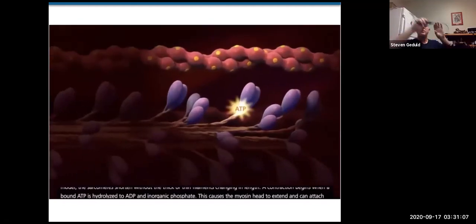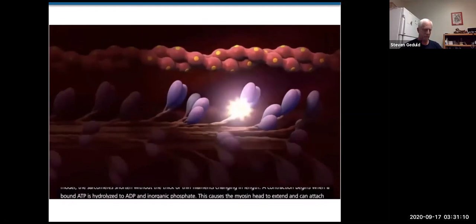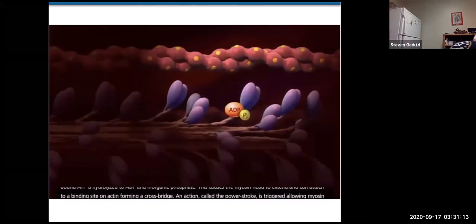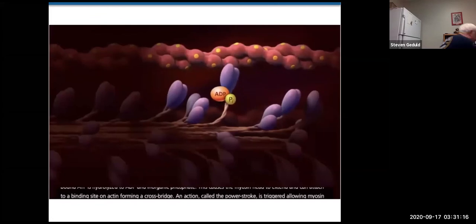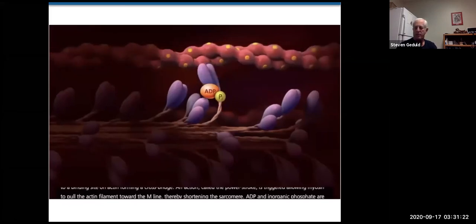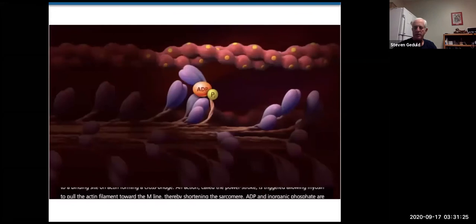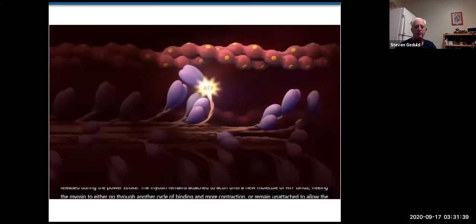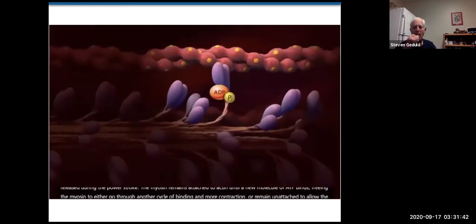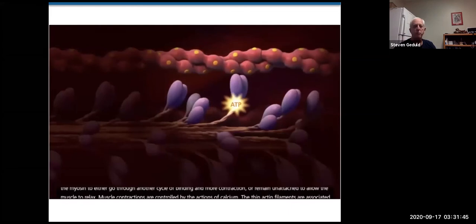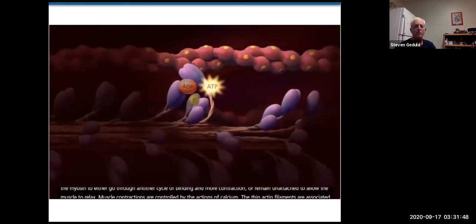A contraction begins when a bound ATP is hydrolyzed to ADP and inorganic phosphate, which causes the myosin head to extend and attach to a binding site on actin, forming a cross bridge. An action called the power stroke is triggered, allowing myosin to pull the actin filament toward the M line, thereby shortening the sarcomere. ADP and inorganic phosphate are released during the power stroke. The myosin remains attached to actin until a new molecule of ATP binds, freeing the myosin to either go through another cycle of binding and more contraction or remain unattached to allow the muscle to relax.